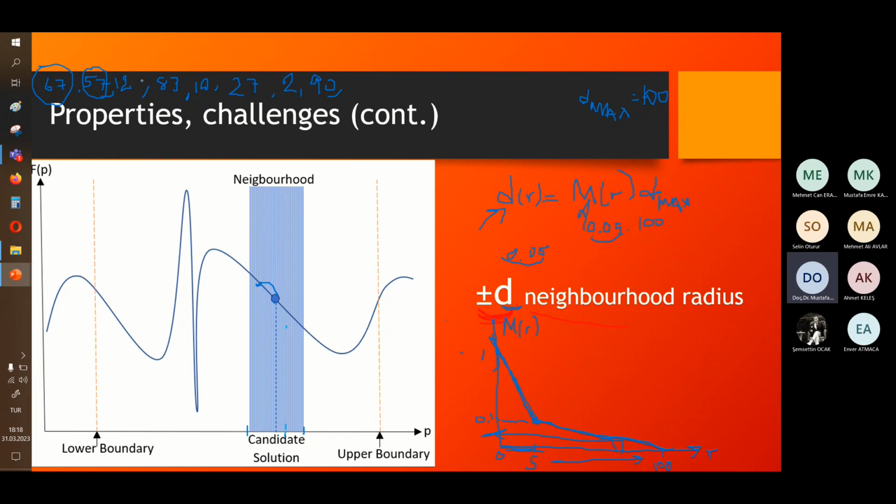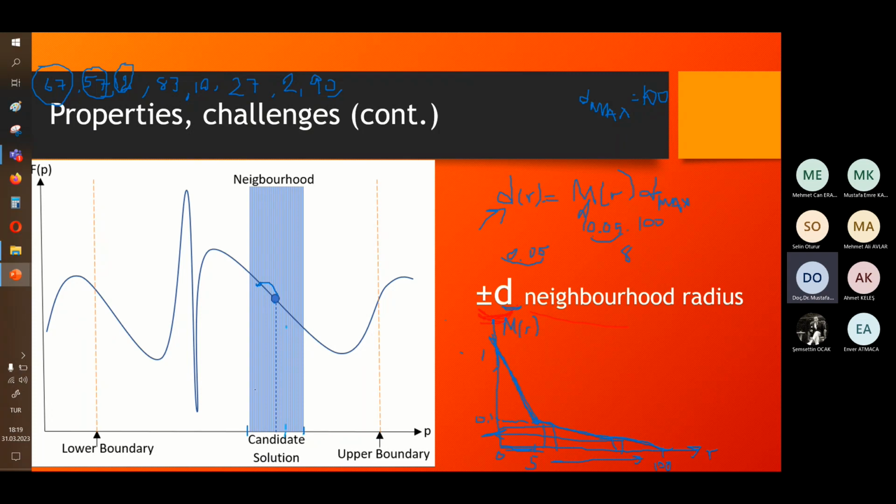Okay, all these values, 12 will be even larger. If it is 12, it will be somewhere here, and it will be like 0.8. 0.8 will give us 8. The radius will be 8 units. It was 5 units, now it will be 8 units. What are we doing? We are using a dynamic neighborhood radius.